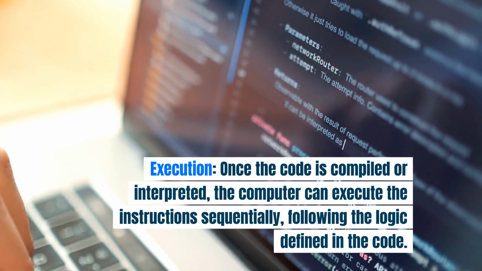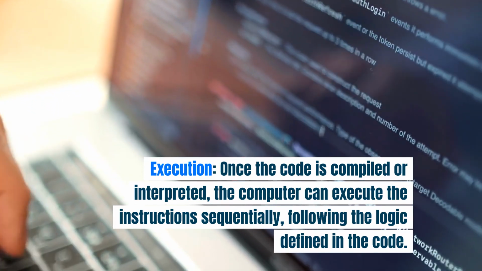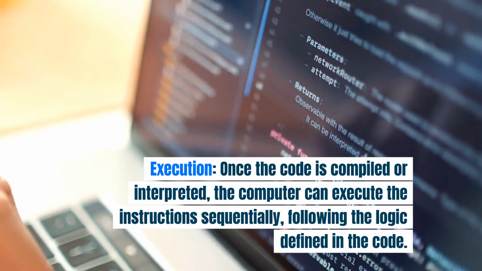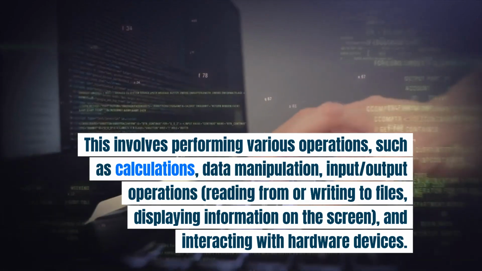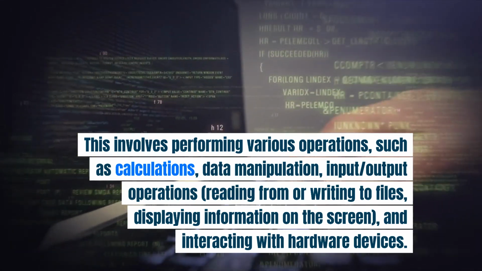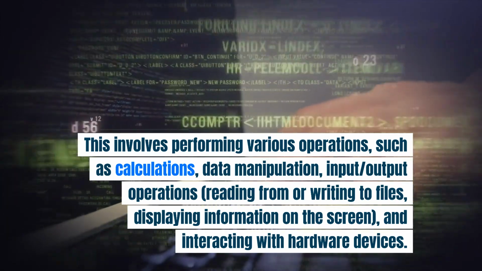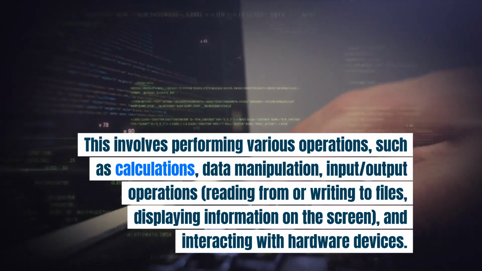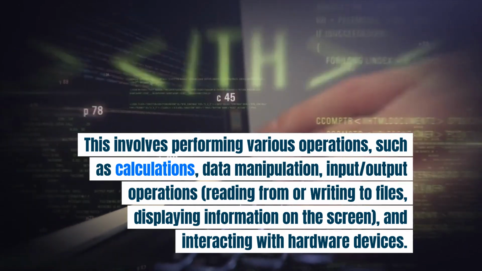Execution. Once the code is compiled or interpreted, the computer can execute the instructions sequentially, following the logic defined in the code. This involves performing various operations, such as calculations, data manipulation, input-output operations, reading from or writing to files, displaying information on the screen, and interacting with hardware devices.